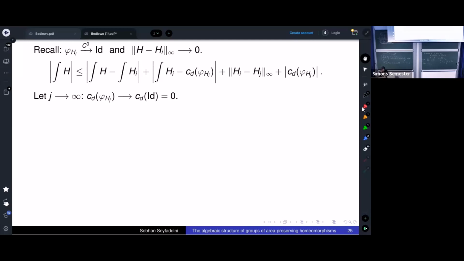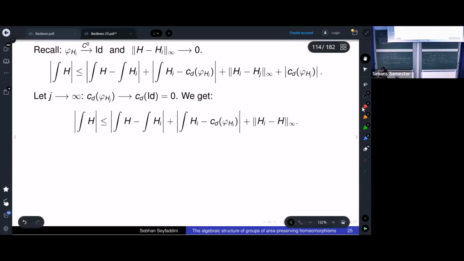Now, note as j goes to infinity, these phi_j's are converging to the identity. This is where I'm assuming that phi is identity. And CD is continuous in the C0 topology. So CD of phi_j has to converge to CD of identity, and that's just known to be 0, generated by the 0 Hamiltonian. So if I do this, then my inequality immediately simplifies, and I got rid of that last term, the CD of phi_j. I also simplified this j and replaced it by an H.